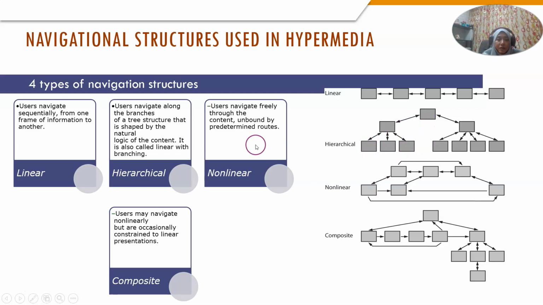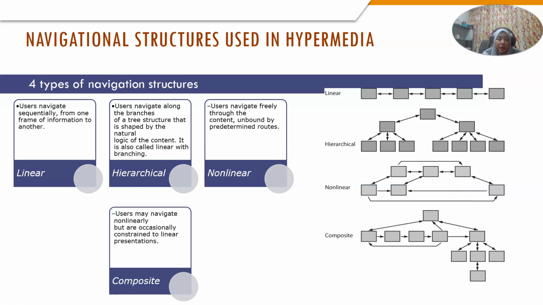And then for the nonlinear, users navigate freely. Nonlinear means that you can go anywhere without any structure or without any rules. You can go from A to Z, from Z to B, and so on. That is the nonlinear. In terms of the structure, it is very fuzzy, and you cannot predict what the user wants to choose first and last.